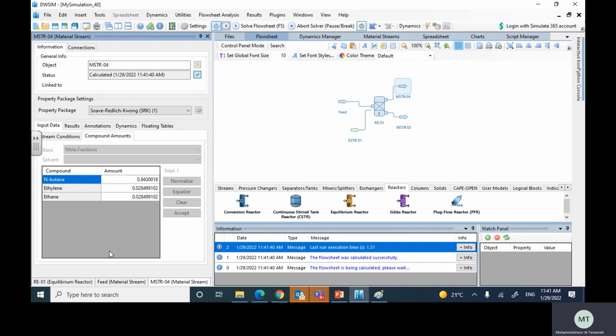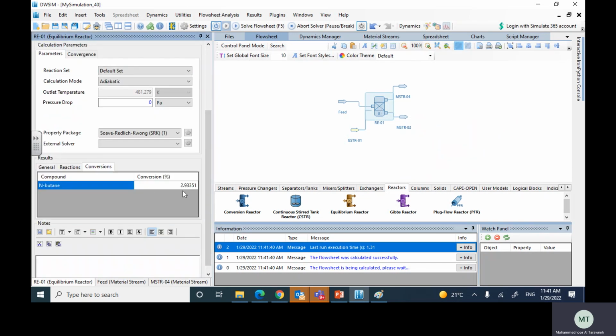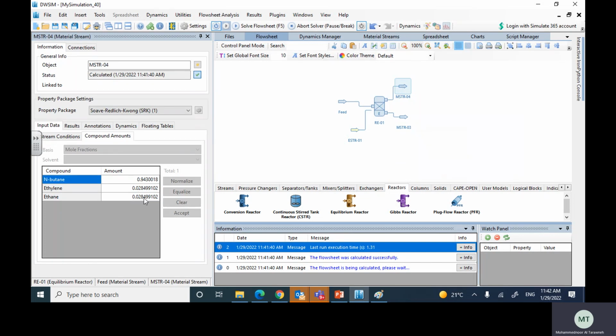So at 500 Kelvin, the conversion of butane is very low. If you click on the reactors, it's only about 3%. And these are the mole fractions of ethylene and ethane. So what we can do, we can plot the temperature against the mole fraction.